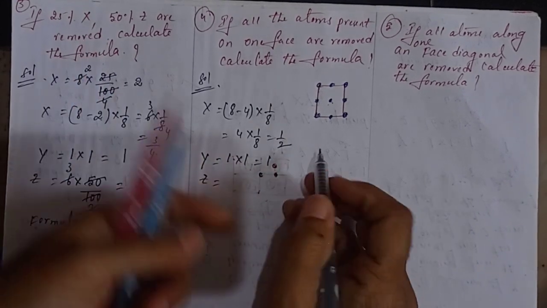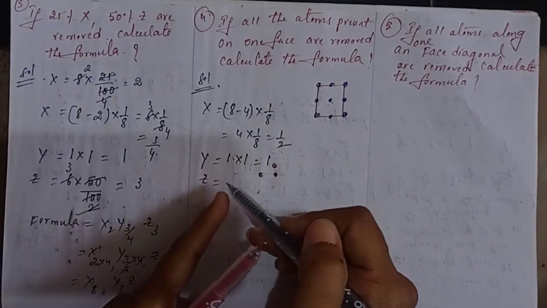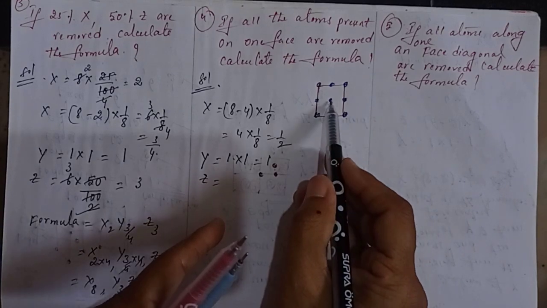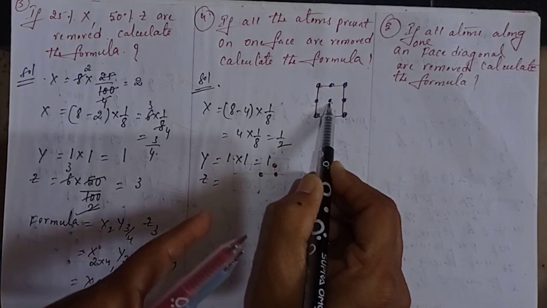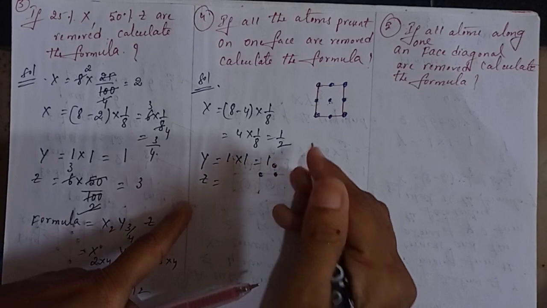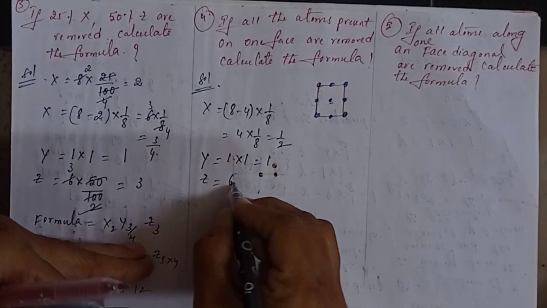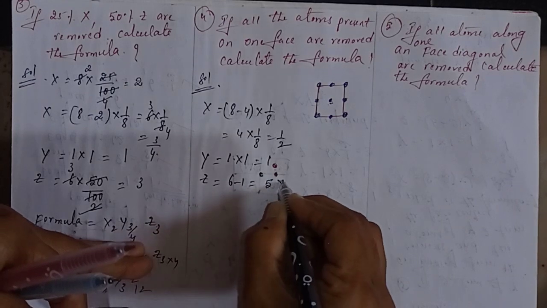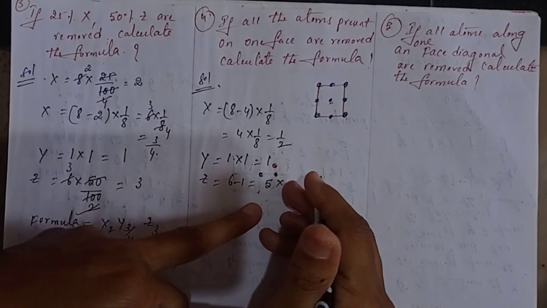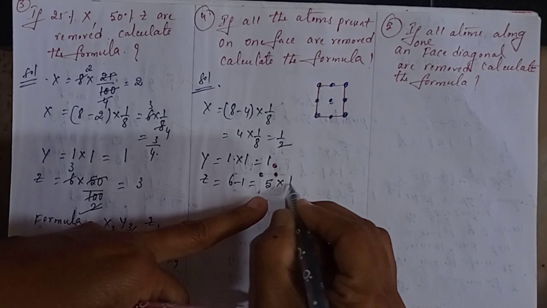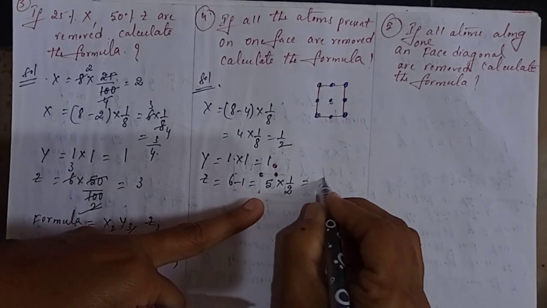And coming to the Z particles, students, Z particles are at the face centers, correct? Here how many face centers? Only one face center. One face center means here how many faces? Total 6 faces. One face center particle is removed. So 6 minus 1, 5 into each face center contribution is how much, students? Face center contribution is 1 by 2, correct? So answer is 5 by 2.